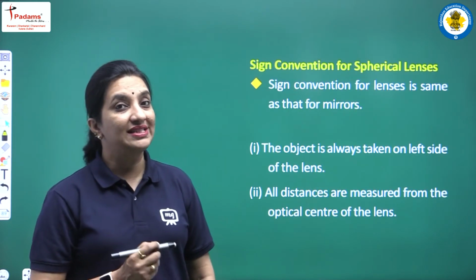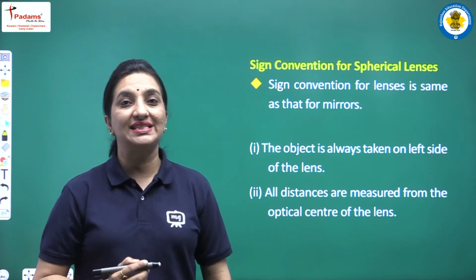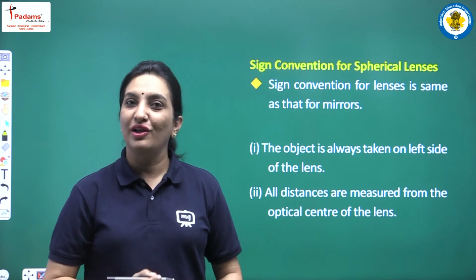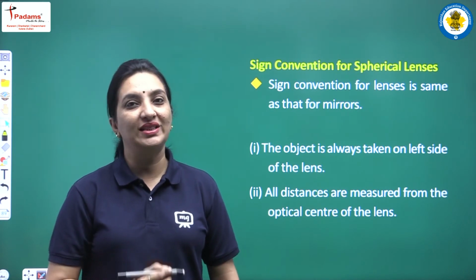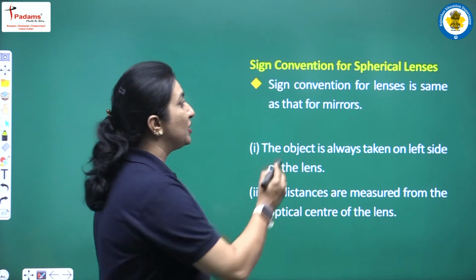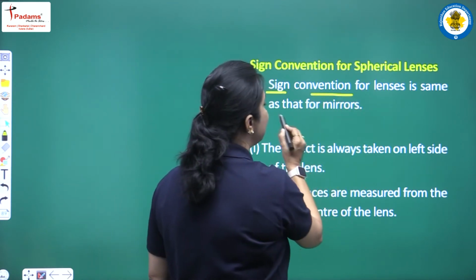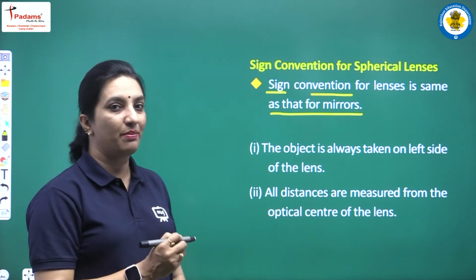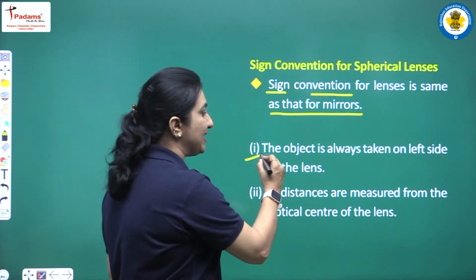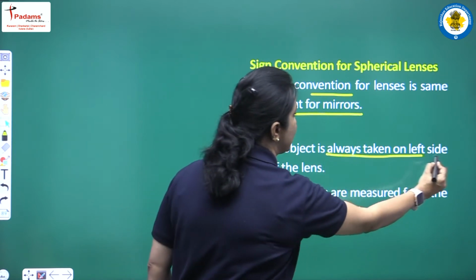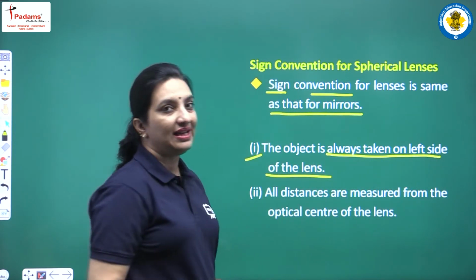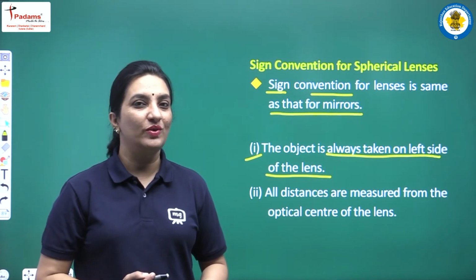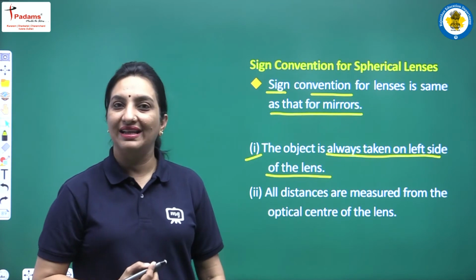Now students, the sign convention used for lenses is the same as that used in the case of mirrors, but again we will recall and revise all the sign conventions used. So the sign convention for lenses is the same as that for mirrors. Now let's revise one by one. The first sign convention says that the object is always taken on the left side of the lens. This you have now learnt by heart, that the object is always taken in front of the lens.